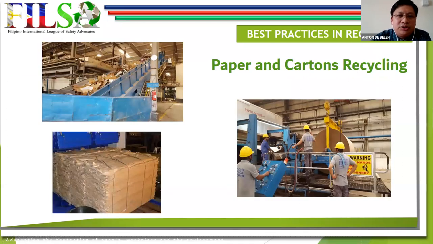So the next slide is for carton processing. Instead of using virgin material or pulp, they use corrugated cartons to make other products, which can be used for new cartons and other products like packaging.